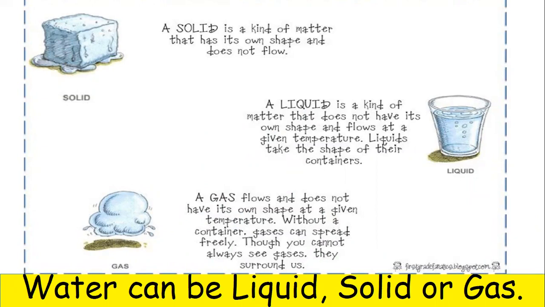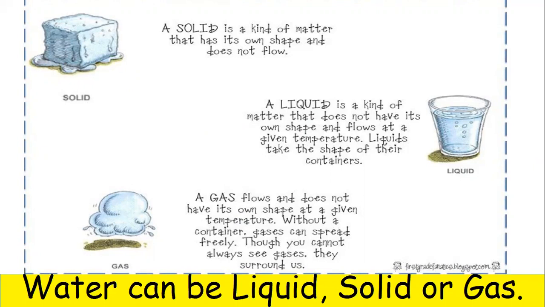A liquid is a kind of matter that does not have its own shape and flows at a given temperature. Liquids can take the shape of their containers. Liquids are in the middle, so it needs to be at a temperature where it flows. If it gets too hot and it gets heated, it becomes what? Water vapor or gas. And if you freeze it, what does it become? It becomes a solid, right?